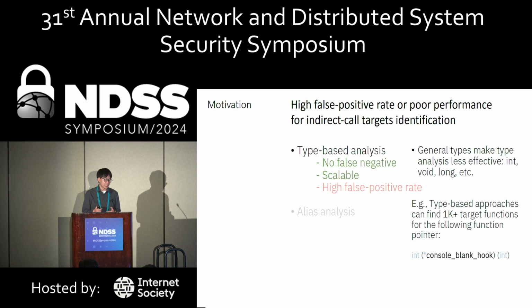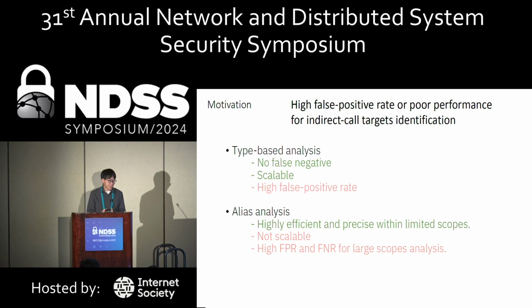For example, take the console blank hook function pointer in the Linux kernel. Its return type and parameter type are both integer, which makes the type analysis less effective. So the type-based approach will find more than thousands of target functions for this function pointer. However, in the kernel it has just several true positives, which means most of them are false positives.